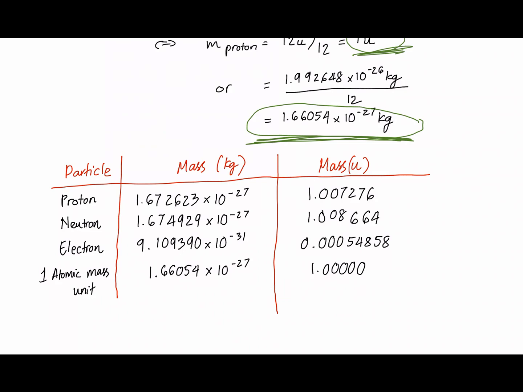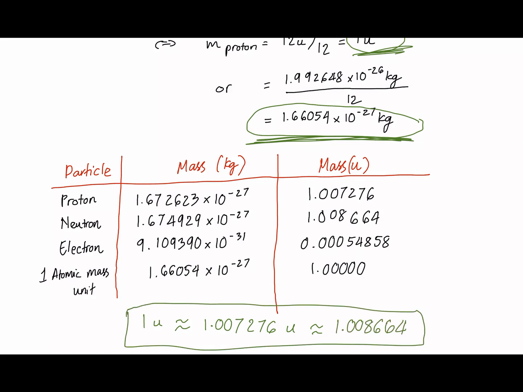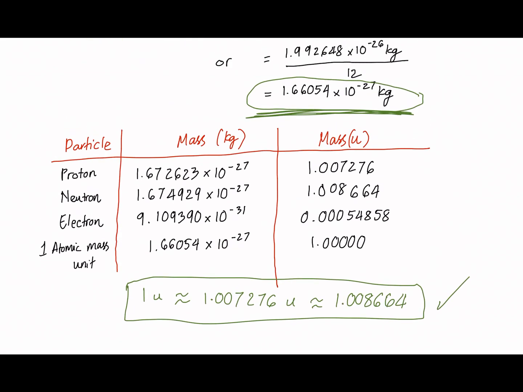You see that if you estimate the mass of a neutron or a proton by 1 U, you are actually not that far off at all. And at the level that you will be dealing with in chemistry, that error is very insignificant.